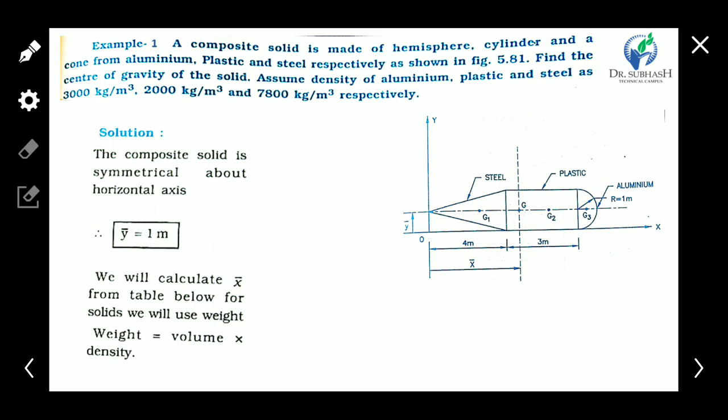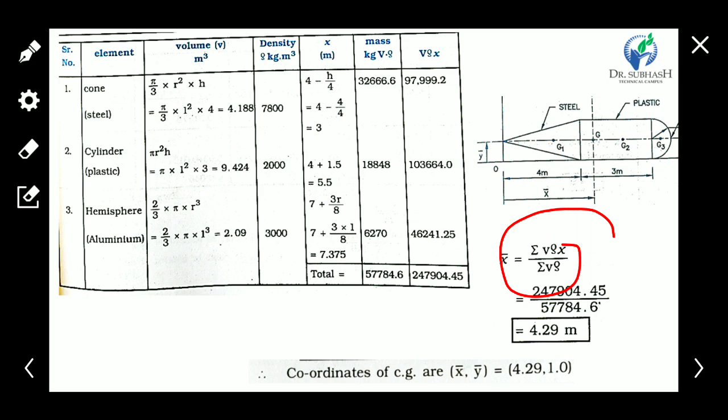Directly we can calculate y bar, because the object is symmetrical about the horizontal axis. If the object is symmetrical about the y axis, then we get x bar directly. Now we have to calculate the x bar. We have the equation of x bar, which we already discussed.